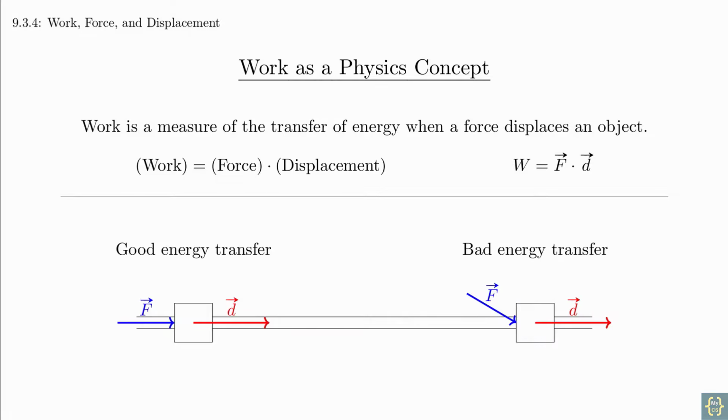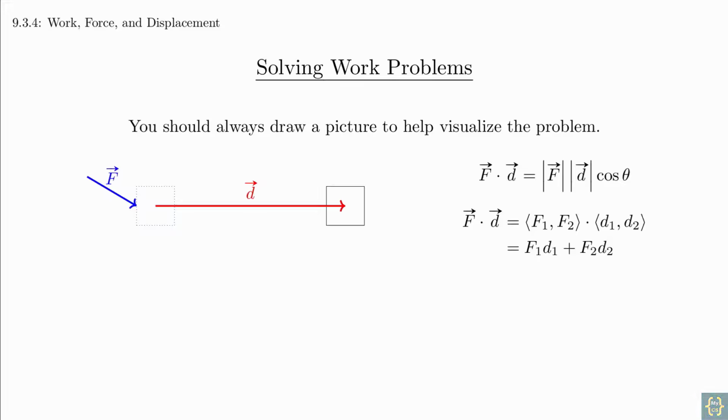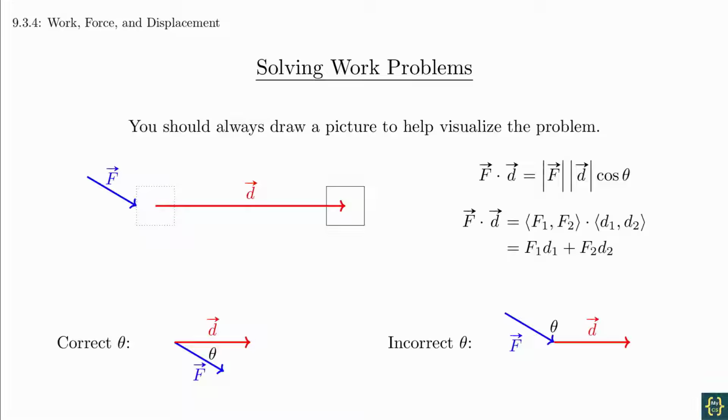When solving one of these work problems, you will want to draw a picture to help identify the force and the displacement. From there, just take the dot product of the vectors. Depending on the problem, you will either use the geometric formula or the component-wise algebraic formula. A common error that students make is that they do not put the tails of the vectors together when they calculate the angle. The activity for this section provides a little bit more insight into the concept of work, so you should definitely take the time to think about that one.